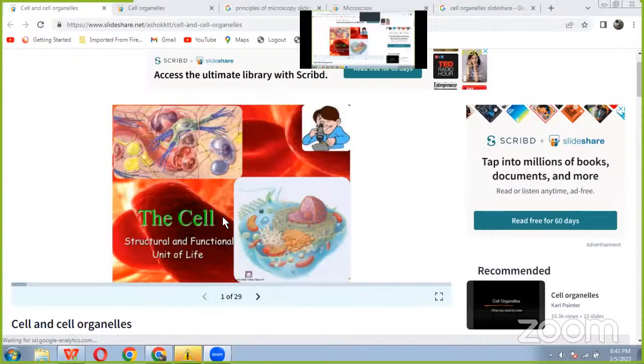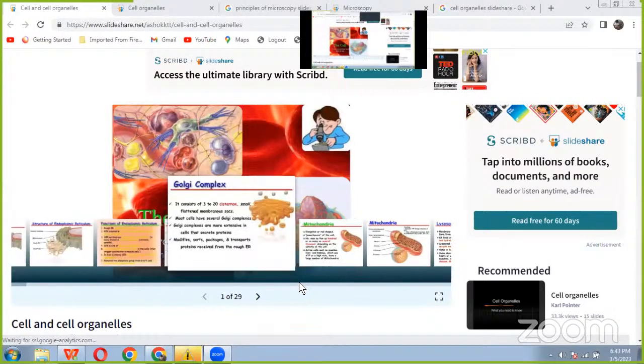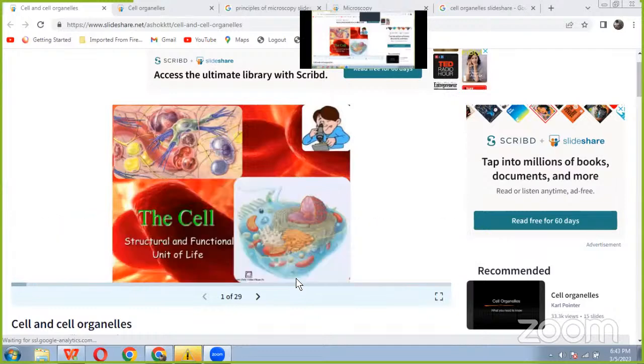This is the cell organelles. The previous topic was the microscopes. Are you not seeing it? Microscopes. Okay, this is the cell and the structure and function of the cell organelles.